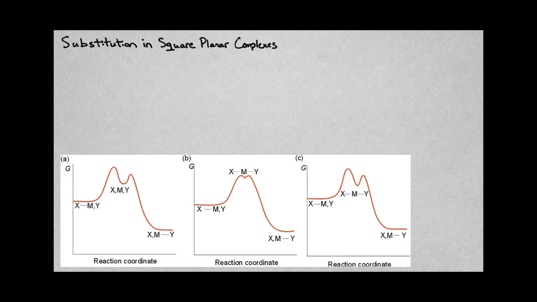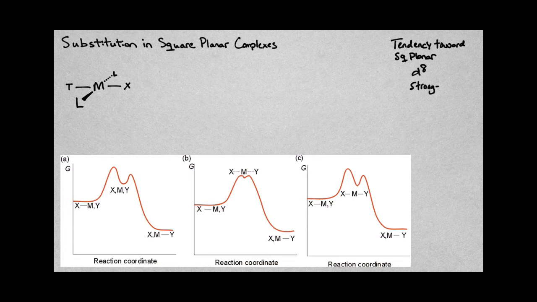Hi everyone. In this video I'm going to talk about substitution in square planar complexes. Recall from our previous discussions that metals that tend toward the square planar geometry are d8 metals, particularly when they're in strong fields. So second and third row transition metals that are d8, such as rhodium-1 and platinum-2, or palladium-2 and gold-3, really favor these types of geometries.